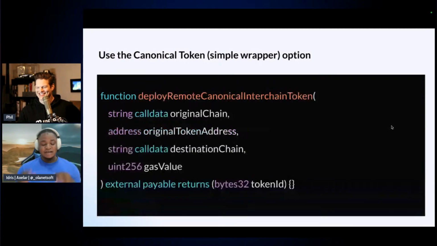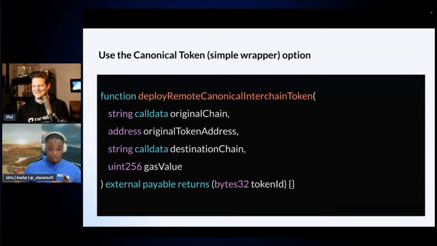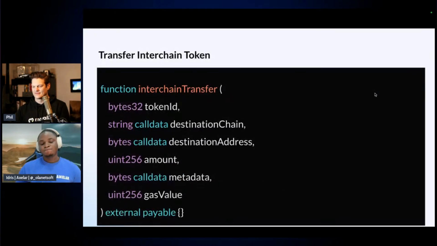Right. And then after that, that's like registering on one chain. And now you want to deploy that token remotely. What you are going to do is to call the function deployRemoteCanonicalInterchainToken. And then you specify the original chain, which is the first one that you registered the token on. And then you also specify the original token address, the destination chain where you want to deploy remotely to, and then the gas value. And this is going to also return a unique token ID for you. And then finally, you can do transfers directly by calling interchainTransfer on the interchain token service contract.